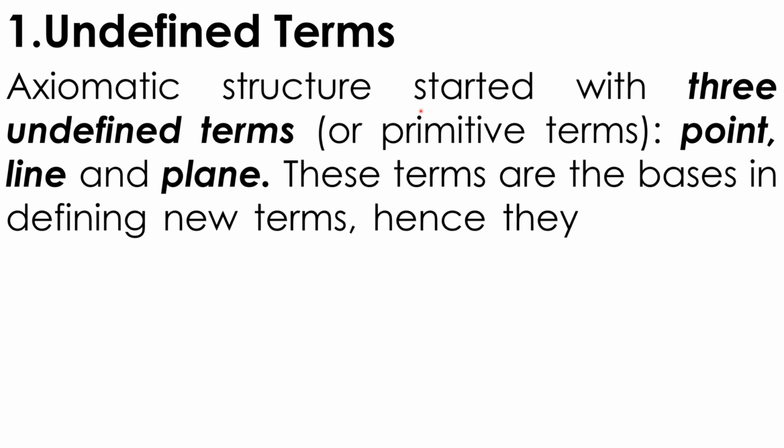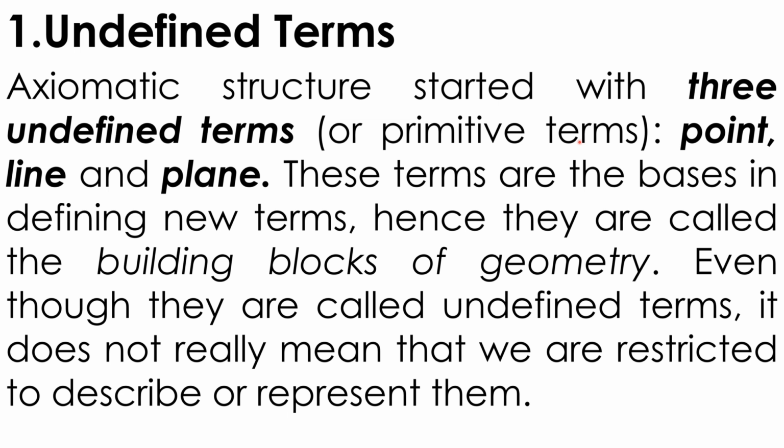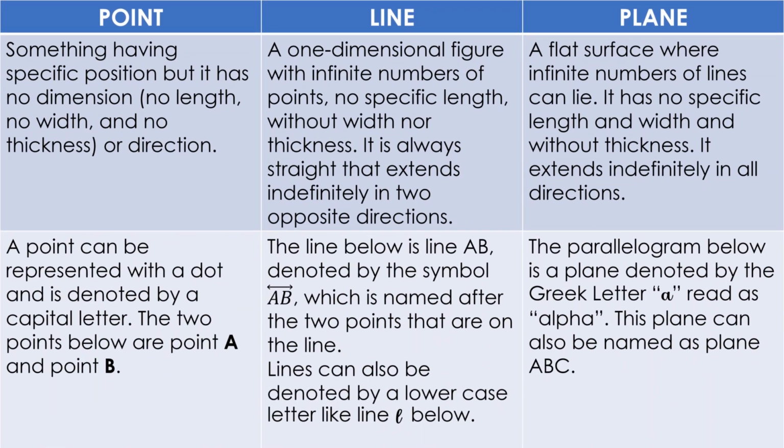Axiomatic structure started with three undefined terms or primitive terms. These are point, line, and plane. These terms are the basis in defining new terms, hence they are called the building blocks of geometry. Even though they are called undefined terms, it does not really mean that we are restricted to describe or represent them. Now, the table here shows the different ways of describing these three undefined terms.